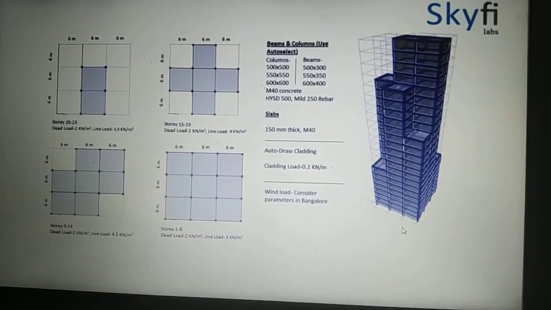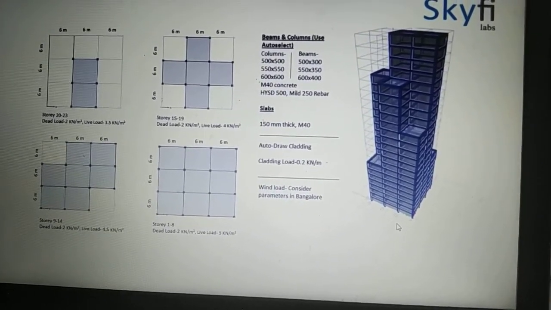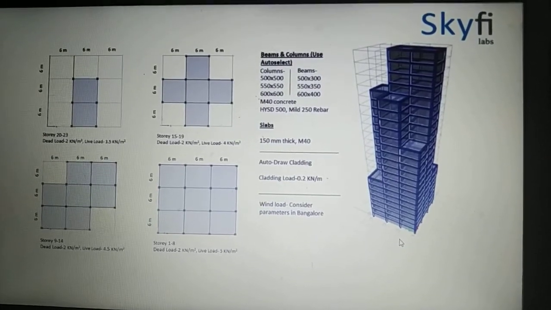Auto draw cladding is used. Cladding load is 0.2 kN per meter. Wind load considers the parameters of Bangalore.